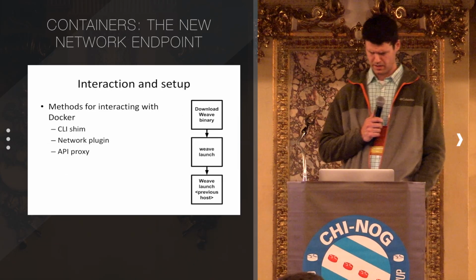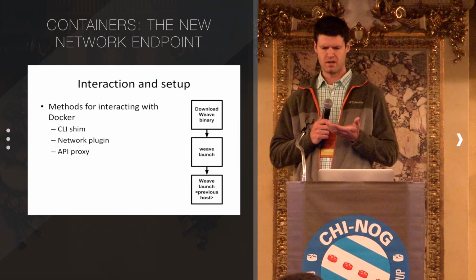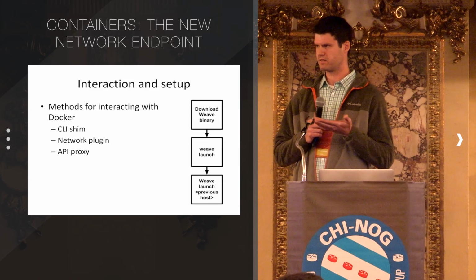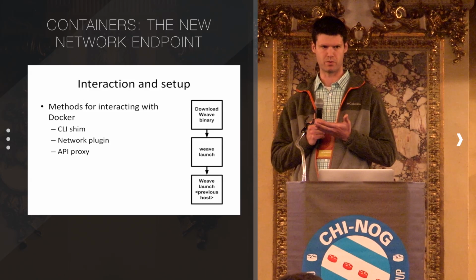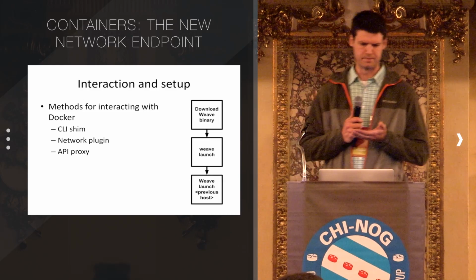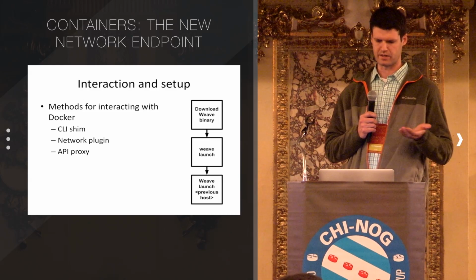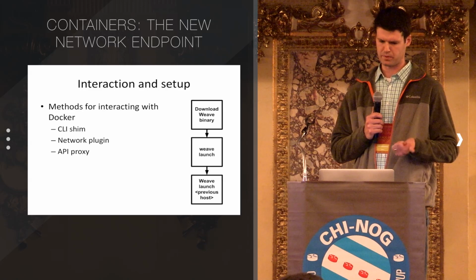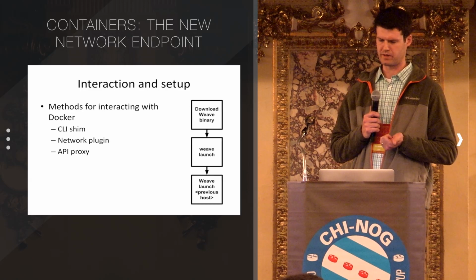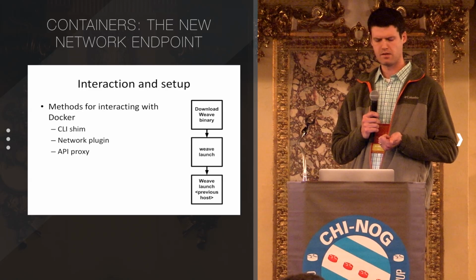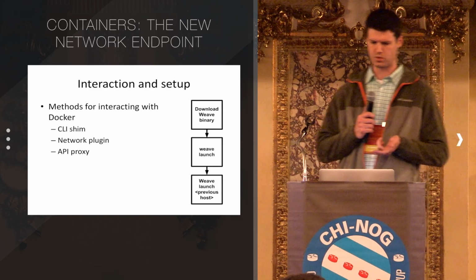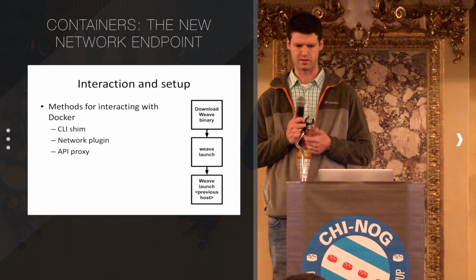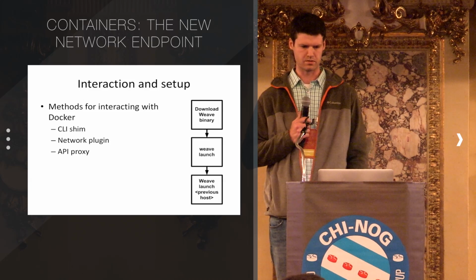Interaction setup, I mentioned there's a CLI shim. So instead of saying Docker run, I would say Weave run. Weave is then in a great position to provision the network where it needs to be. And then it will in turn talk to Docker to spin up the container. There's a network plugin as well. Docker has a networking model called CNM, Container Networking Model. So there is a Weave plugin for that if you're interested in using that. And there's also a local API proxy, which will talk to the local Docker service through.